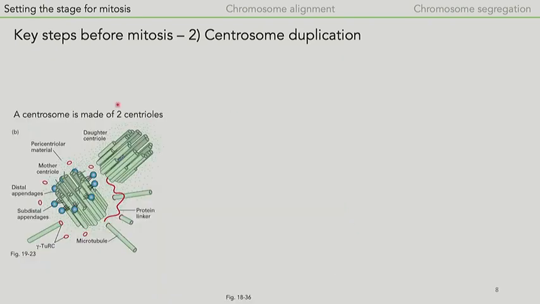As a reminder, once again, this concept was introduced in the microtubule lecture, but a centrosome is comprised of two centrioles called a mother and a daughter. And then these centrioles recruit lots and lots of other proteins, including that gamma-TuRC microtubule nucleating complex. And this is what allows the centrioles and the centrosome as a whole to function as a microtubule organizing center.